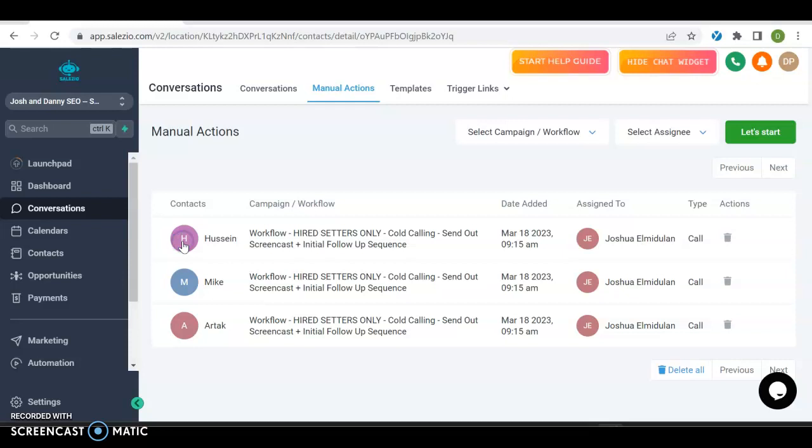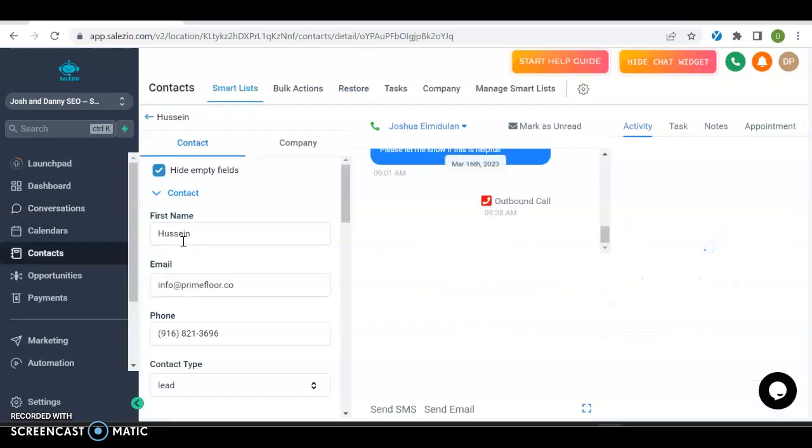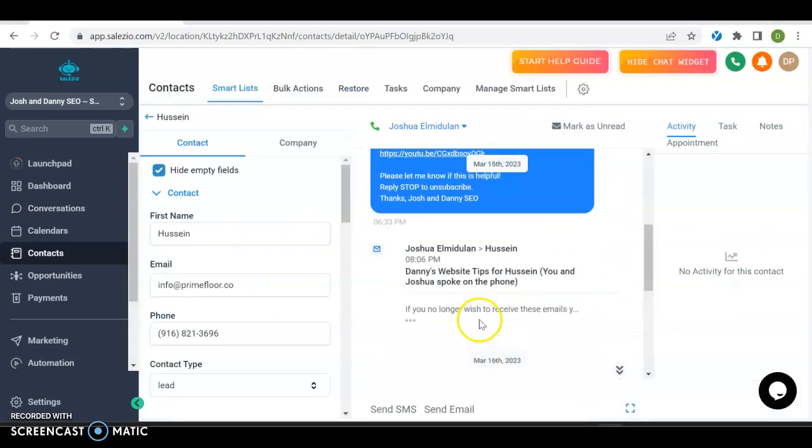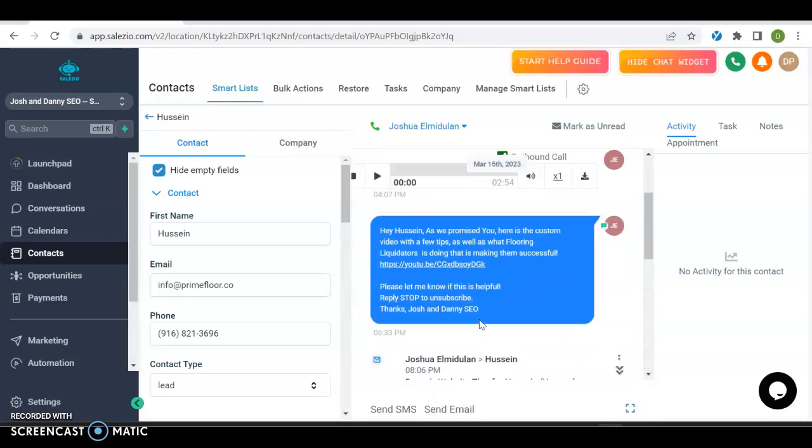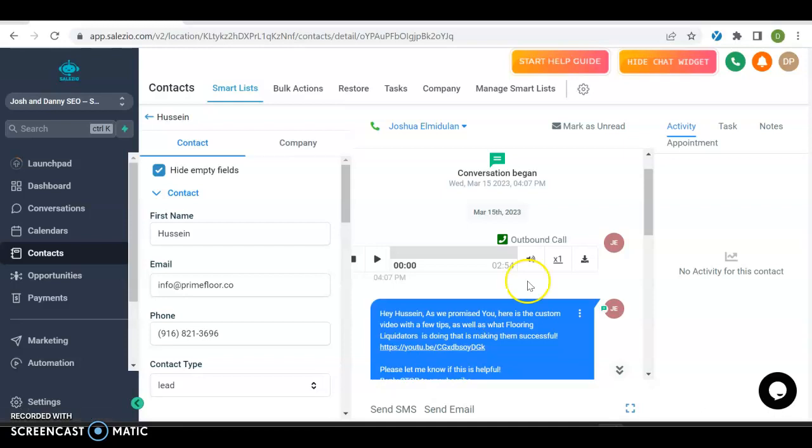So let's take a look at this guy, right, Hussein. When he pops up, all this information in the middle is going to pop up. So we obviously know we called them. So that, when you see this pop up, you're going to simply go over to notes, so you can see exactly who you spoke to. So now I know I spoke with Hussein.